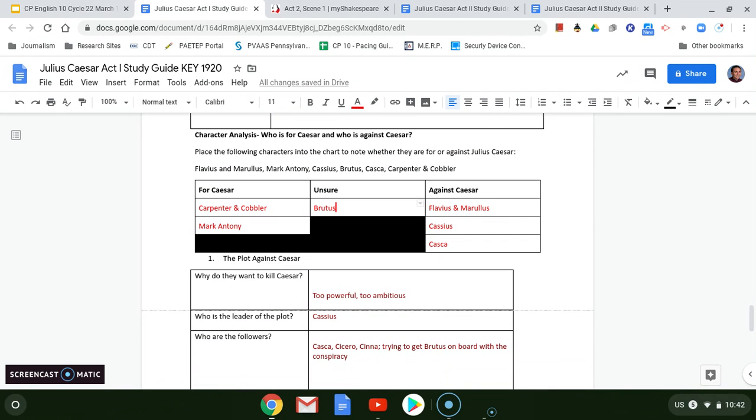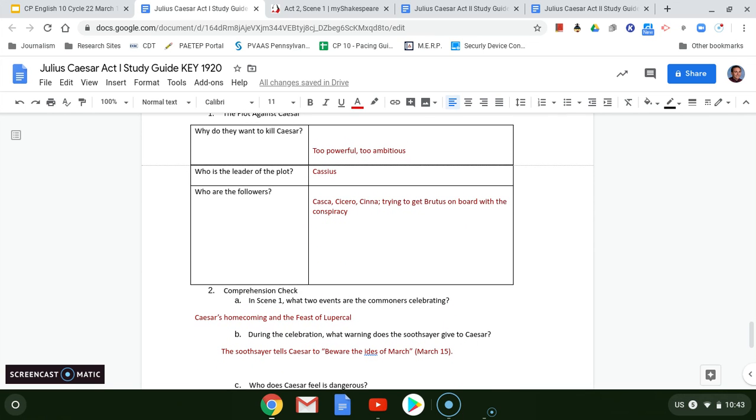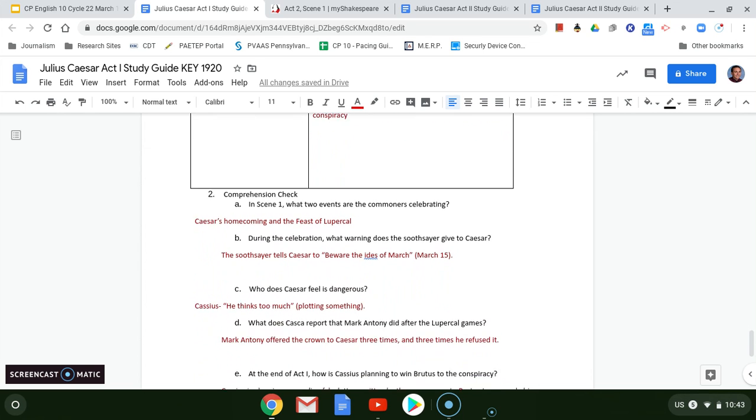So as we take a look at this chart, who is for and against Caesar? The carpenter and cobbler and Mark Antony are for Caesar. We're really not sure about Brutus. We know that Brutus will be against Caesar, but that hasn't happened yet. Flavius and Marullus, Cassius and Casca are all against Caesar. So they want to kill Caesar because he's too powerful, too monstrous, too ambitious. Cassius is the ringleader. Casca, Cicero, Cinna are all trying to get Brutus on board with a conspiracy.